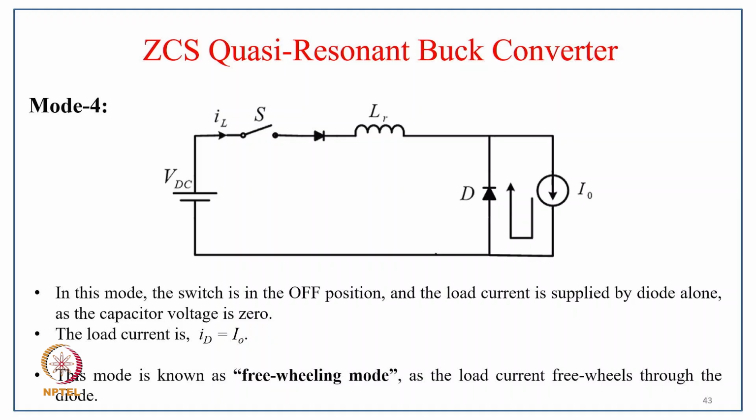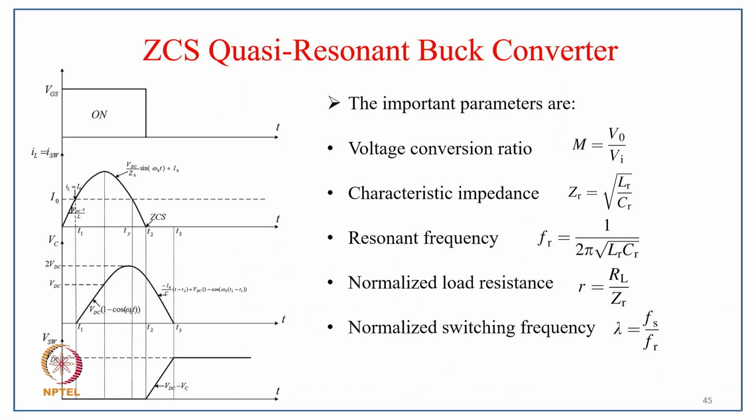typically in this mode the switch is in the off condition and the load current is supplied by the diode alone, and the capacitor voltage is 0. The load current is ID equal to I0, and this mode is known as freewheeling mode, as the load current freewheels through the diode. And these are the typical waveforms for all the modes like T1, T2 and T3.